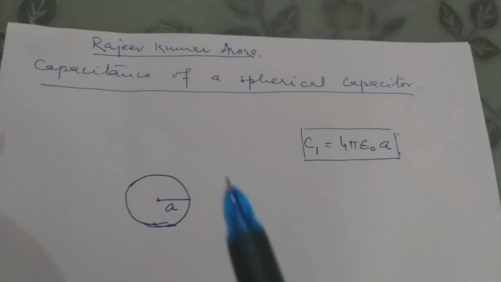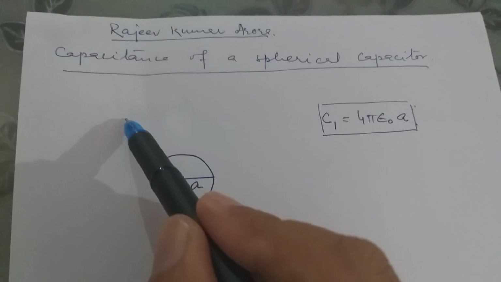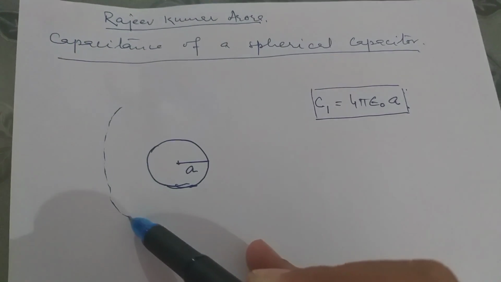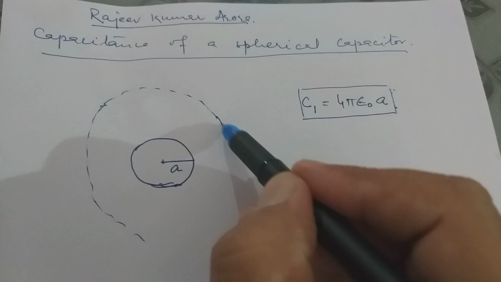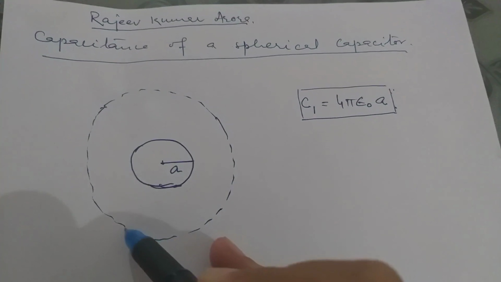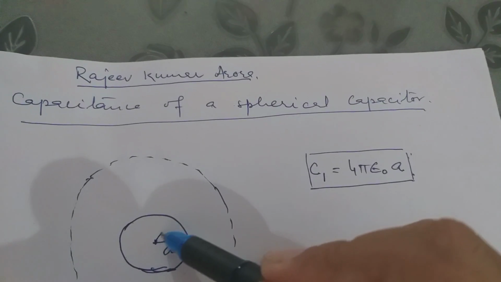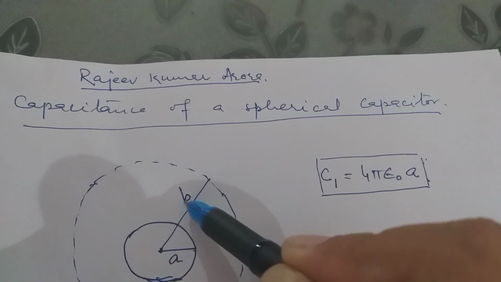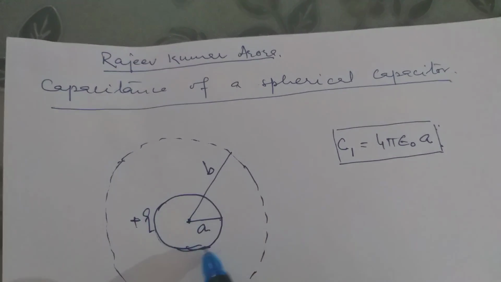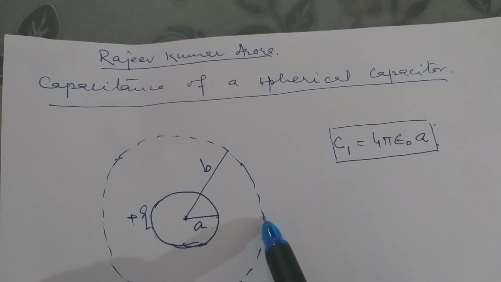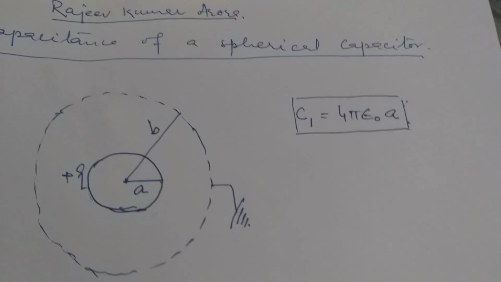Now to form the spherical capacitor, we will have another spherical conductor outside this charged spherical conductor. The outer spherical conductor has a radius, say B. Let plus Q be the charge on the inner spherical conductor, and the outer spherical conductor is earthed.